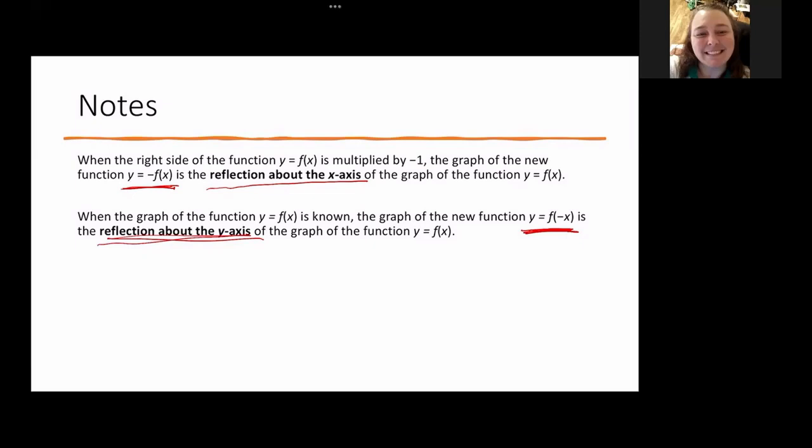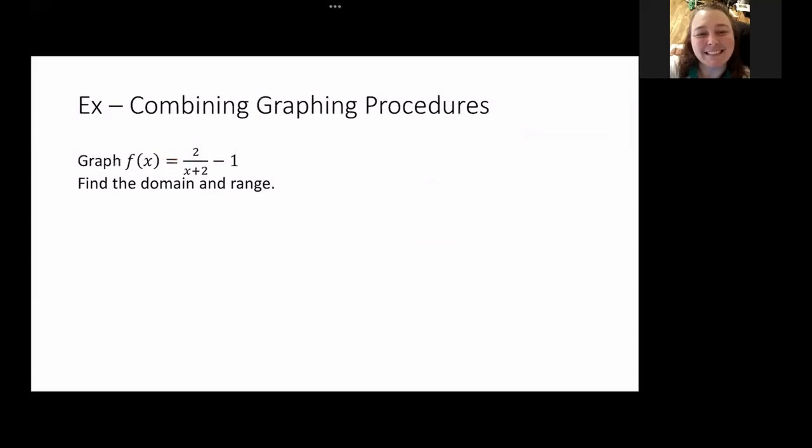Last but not least, let's do an example where we're going to combine a whole bunch of these things, and we're going to take it step by step. First of all, we need to rewrite this equation. I want to pull a 2 out of that fraction. I can pull that 2 off of the top and get 2 times x plus 2 on the bottom. So f of x equals 2 times x plus 2 minus 1. That's what I want my equation to look like.